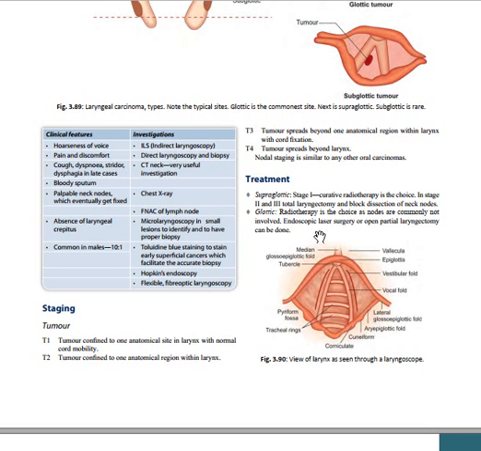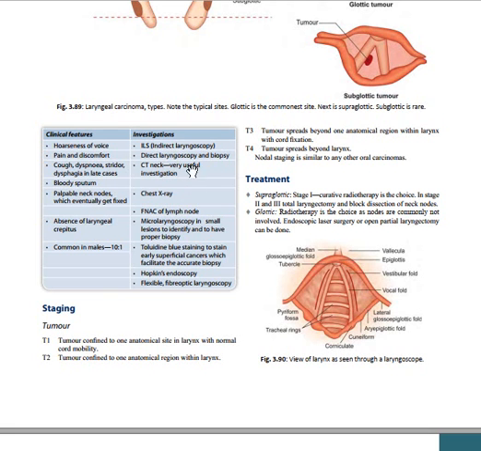So how do you visualize the larynx? You can use a laryngoscopy. You can do an indirect laryngoscopy or a direct laryngoscopy. An indirect laryngoscopy is just placing a mirror to visualize the larynx. A direct laryngoscopy is placing a camera that visualizes the larynx, and then you do a biopsy. You can also do a CT of the neck.